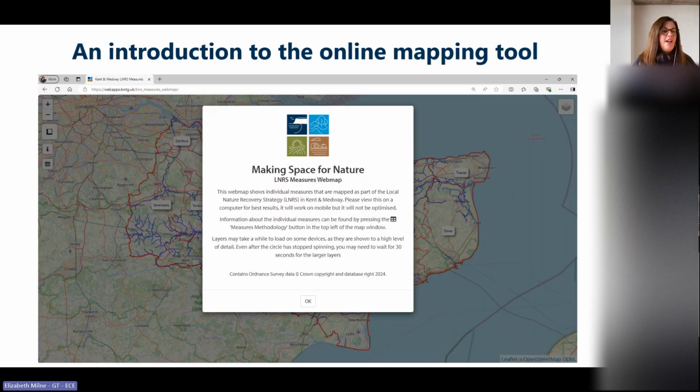Okay, so this last session is a look at how the local nature recovery strategy will be used to inform and influence nature recovery in the county. A lot of it is based on the maps and the targeting nature of the maps.